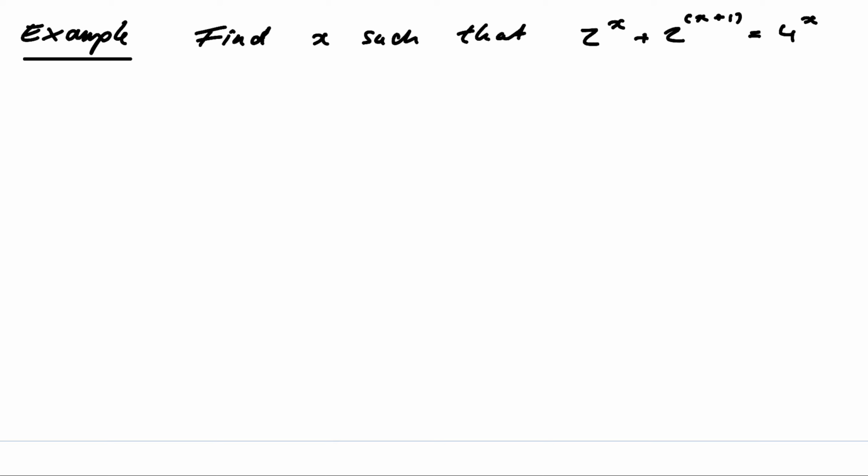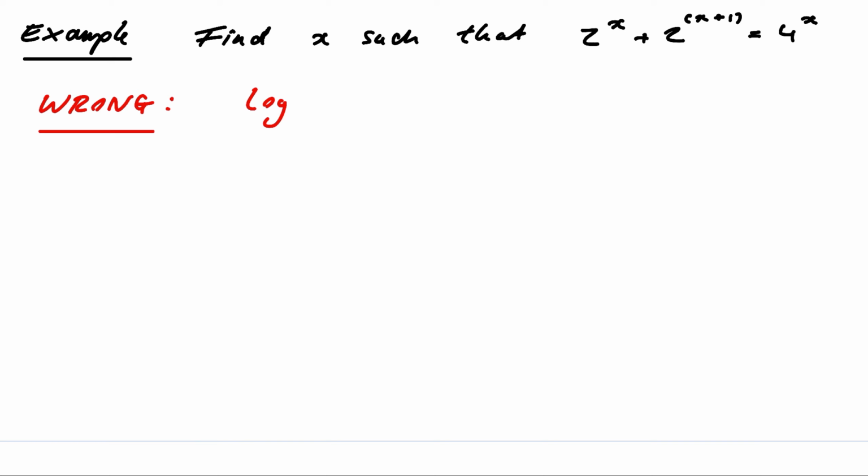So find x such that, okay, this one's a bit more tricky. 2 to the power x plus 2 to the power x plus 1 is equal to, let's say, 4 to the x. Now, in this situation, it's very tempting to say, okay, let's do what we did before. Let's just apply log to both sides and simplify, and hey presto. So that's definitely not the correct thing to do. So let me show you why.